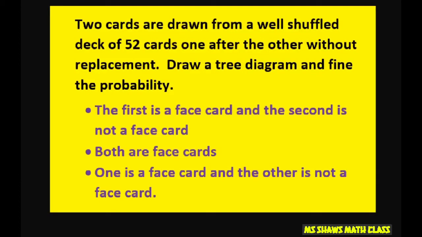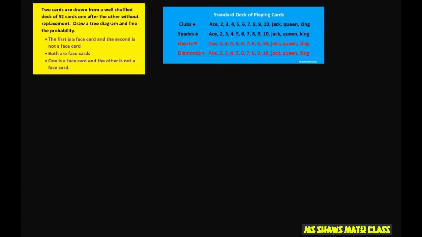Hi everyone. Two cards are drawn from a well-shuffled deck of 52 cards, one after the other without replacement. We're going to draw a tree diagram and find the probability of these three scenarios. Alright, so let's draw a tree diagram.